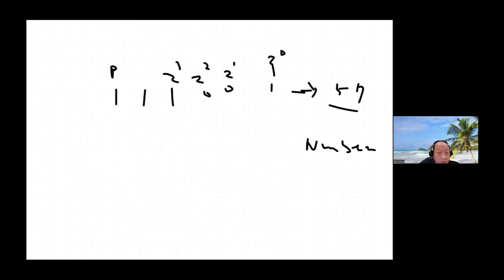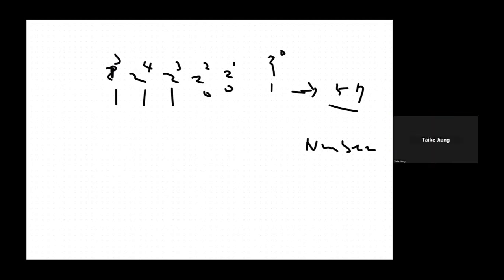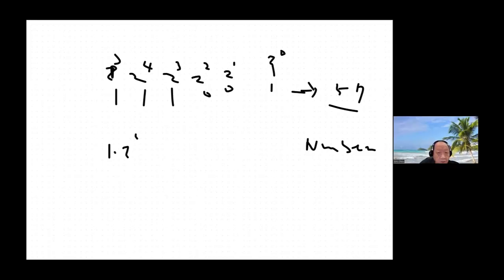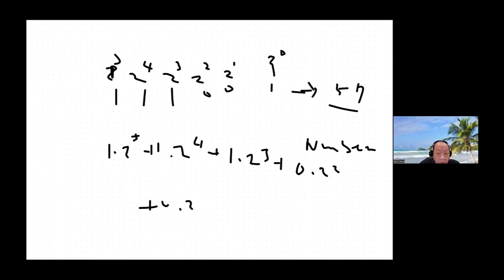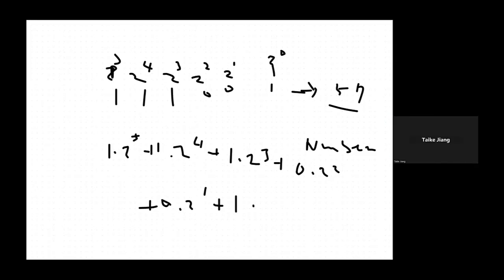So 57 really is 1 times 2 to the power 5, plus 1 times 2 to the power 4, plus 1 times 2 to the power 3, plus 0 times 2 to the power 2, plus 0 times 2 to the power 1, plus 1 times 2 to the power 0. That's actually the original present value.